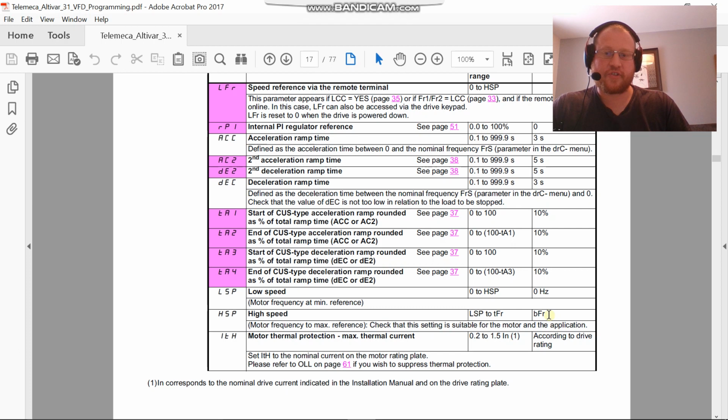One of the advantages of a drive is there are certain applications where we can run at a reduced speed, and that actually will correspond to a reduced cost. That only happens with fluid type loads, so gases or liquids. So fans and pumps would be the application for that. Motor thermal protection. This is where we enter the nominal current on the motor nameplate.